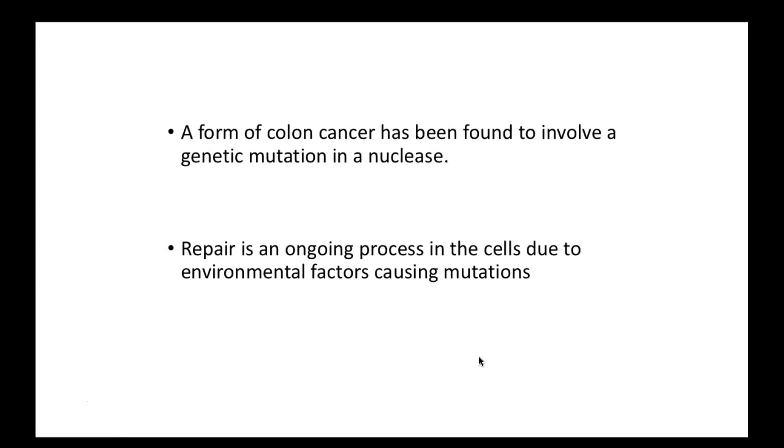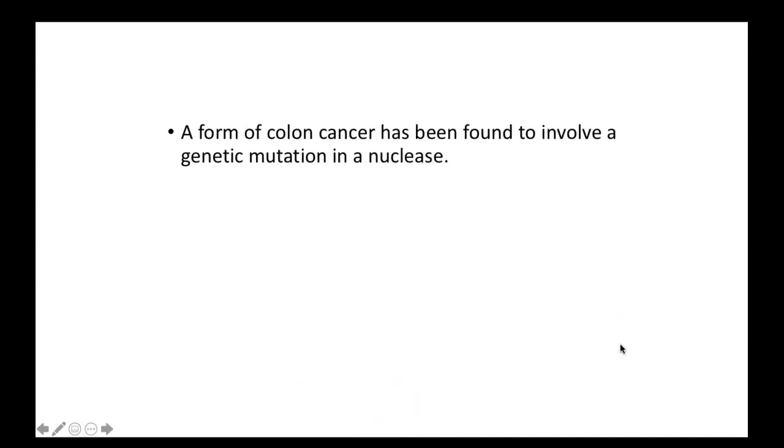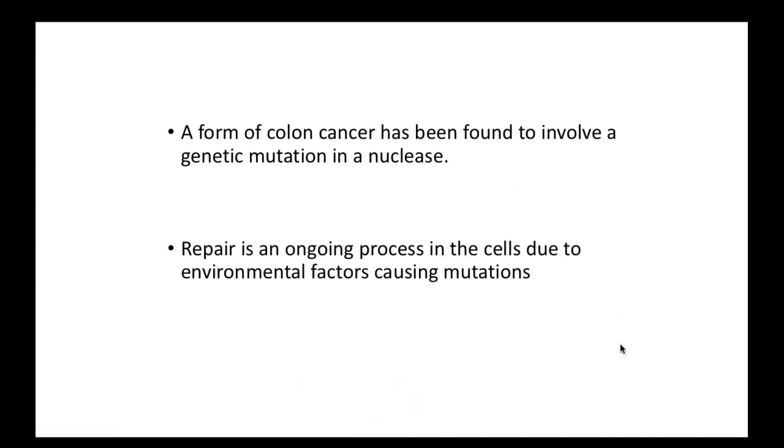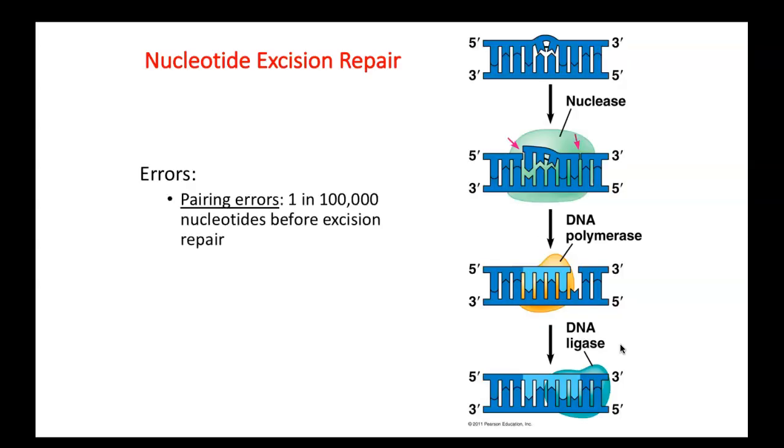Just an FYI, you don't need to write this down, but a form of colon cancer has been found to involve genetic mutation in a nuclease. So if these nucleases don't work right, then you end up mutated, and cancer is caused by DNA mutation. So repair is an ongoing process in cells due to environmental factors causing mutation. So our nucleases are hard at work all the time. And this is what it looks like when there's cutting out of damaged or incorrect DNA and repairing of it.